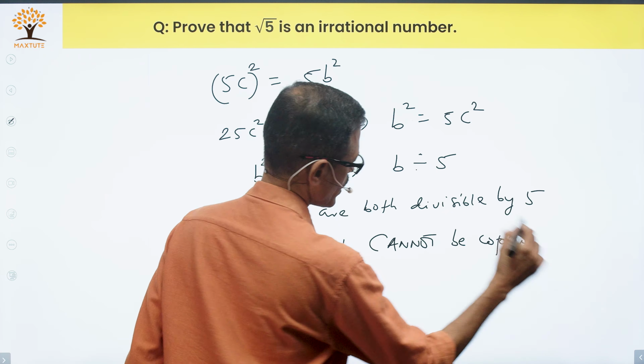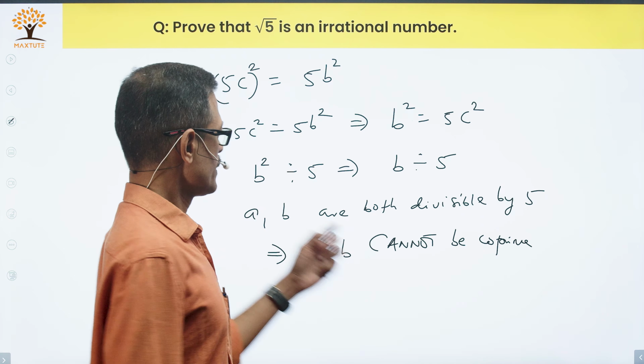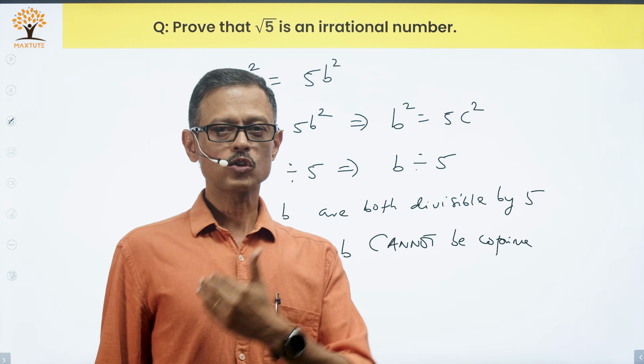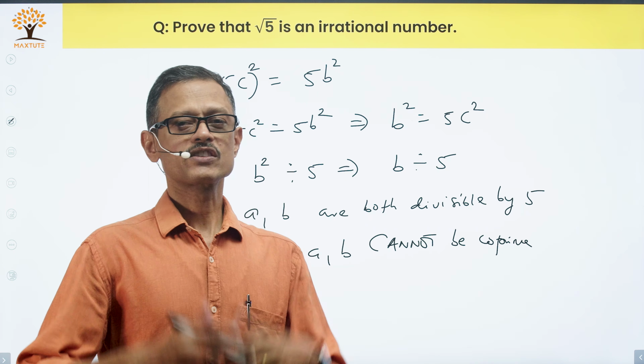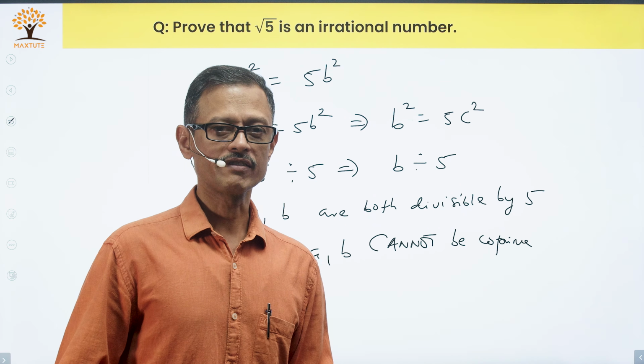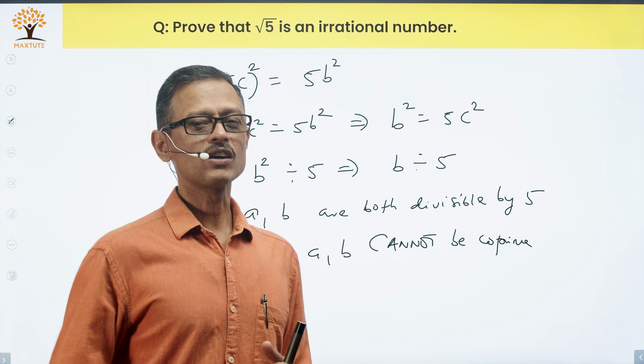But let's look at what our assumption is. We assumed that a and b are co-prime numbers. We've ended up getting that a and b are not co-prime numbers, for the fact that both of them have 5 as a common divisor. If they have any divisor other than 1 as a common divisor, then they cannot be co-prime. But we know a and b are co-prime. Something is wrong in this entire thing.